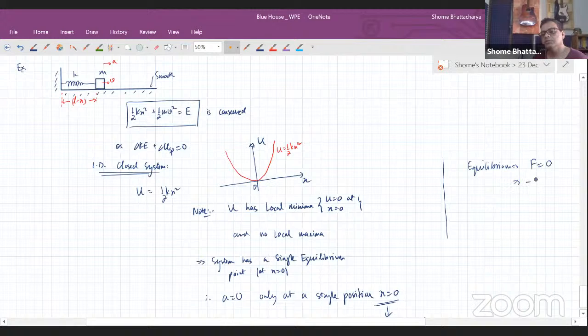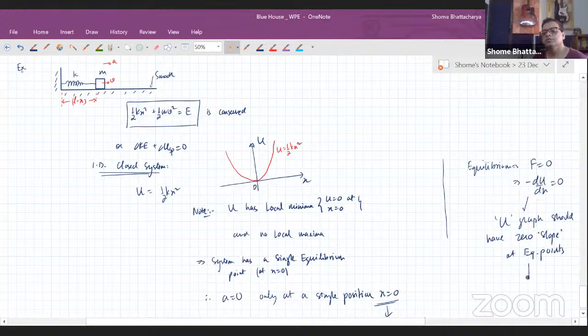implies that the net force should be zero. So in a closed system, it means that minus dU by dx should be zero. So that means the potential energy graph should have zero slope at equilibrium points. That means zero slope means there are positions where there is either a local maxima or minima.